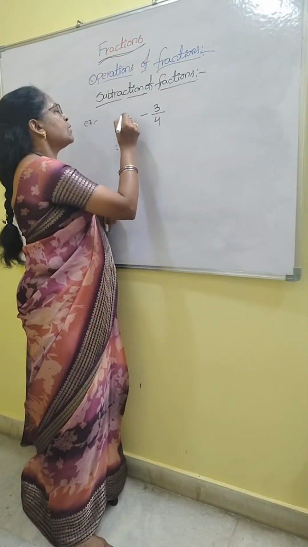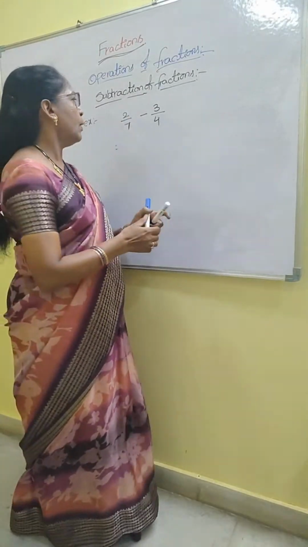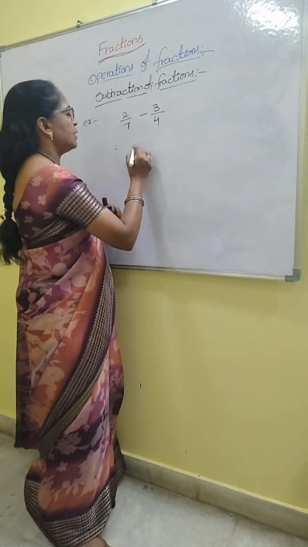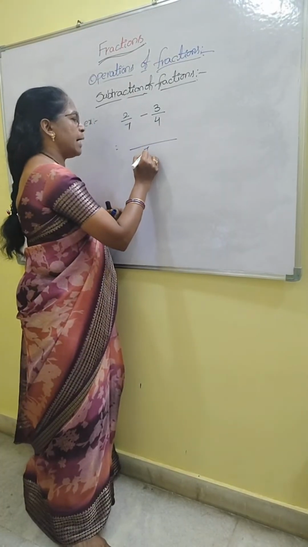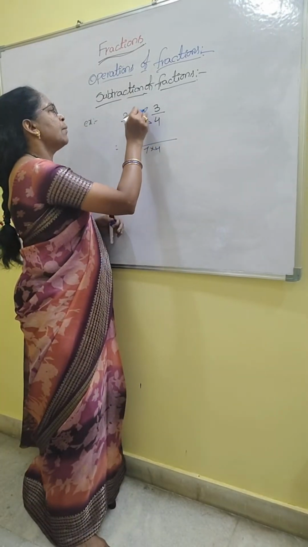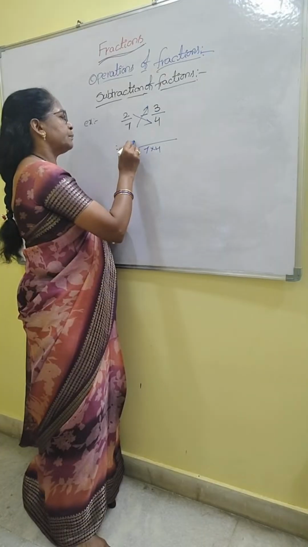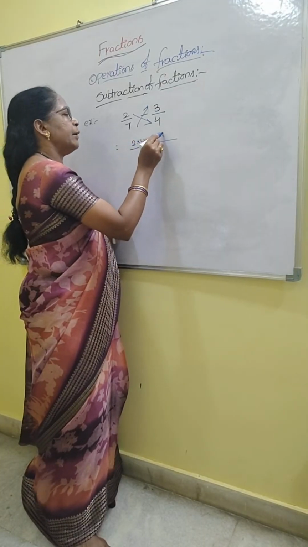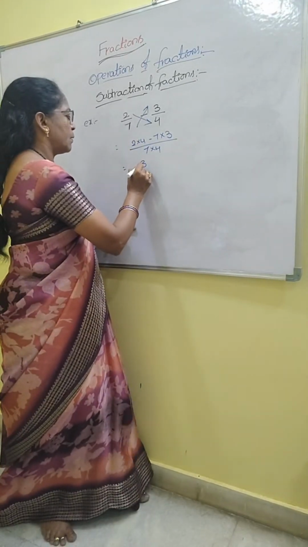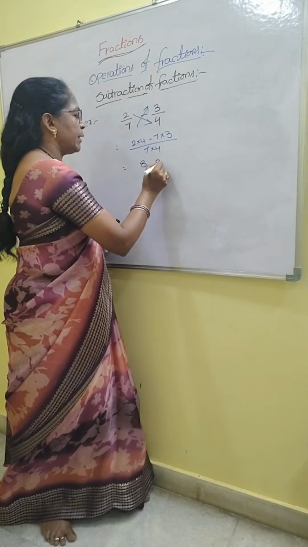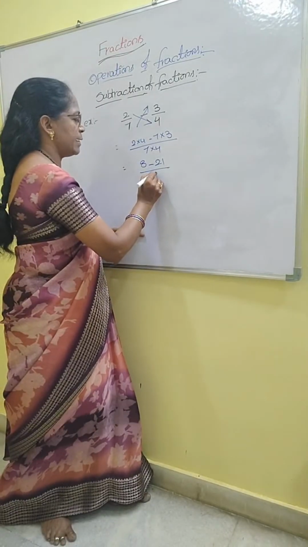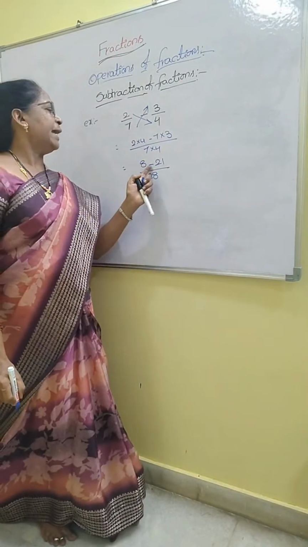Now 2/7 minus 3/4. These two given fractions are unlike fractions. Now follow the same procedure. Denominators as it is, but multiply. Next, cross multiplication: 2 into 4 minus 7 into 3. That equals 2 4 ja 8 minus 7 3 ja 21, divided by 7 4 ja 28.